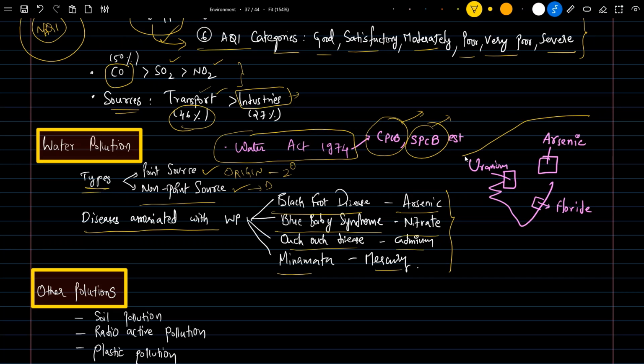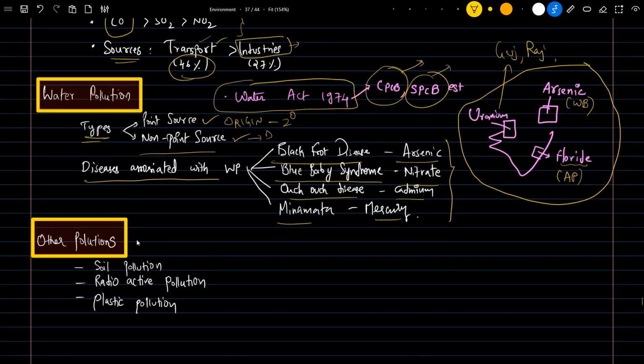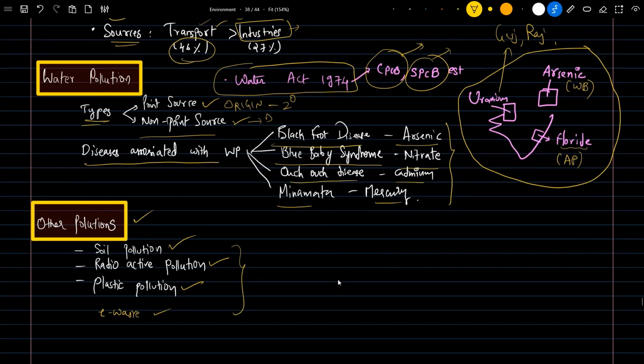Also remember the geographical regions where this pollution is concentrated. Arsenic pollution is majorly concentrated in the West Bengal region, fluoride pollution is majorly concentrated in the Andhra Pradesh region, and uranium pollution is mostly happening in the Gujarat and Rajasthan regions. Some other minor important pollutions are soil pollution, radioactive pollution, and plastic pollution. Also, there will be e-waste pollution. So there are many miscellaneous types of pollution.